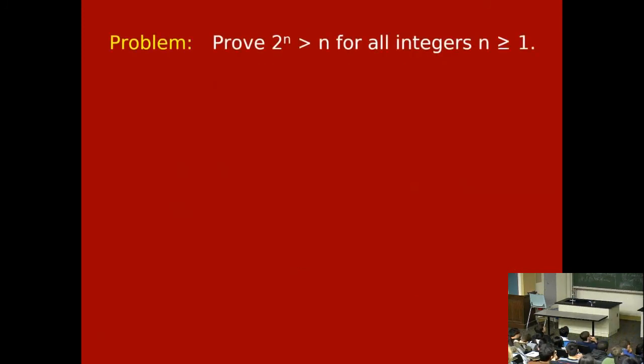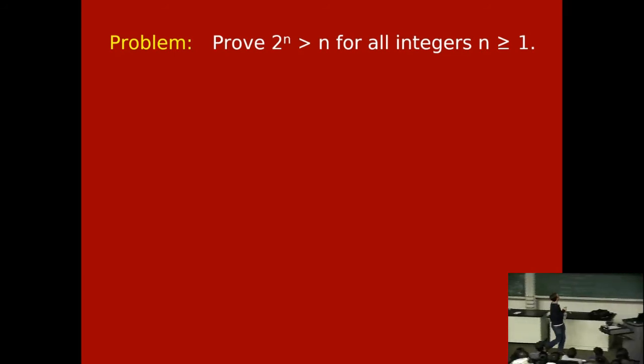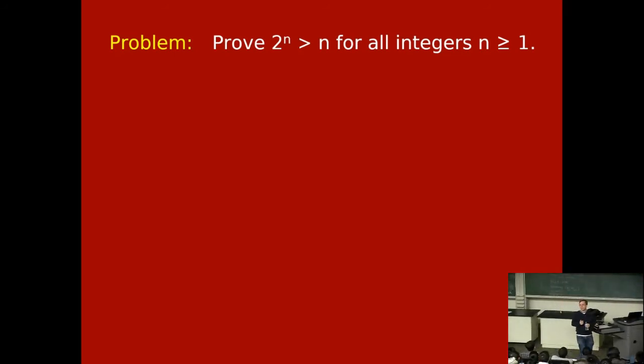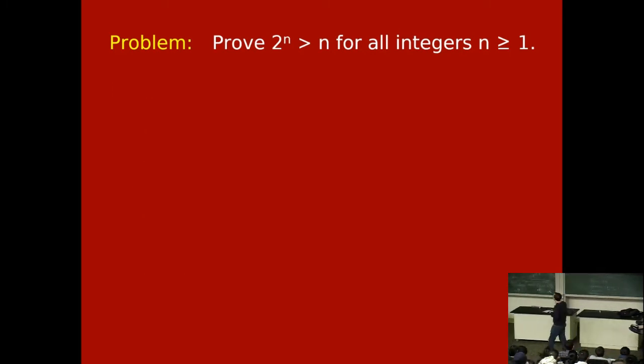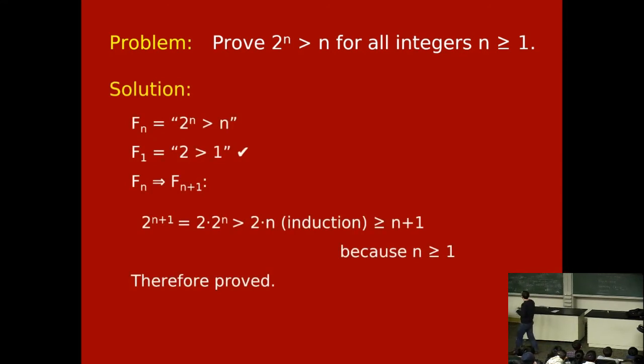All right, let's see if we can find the problem in the following proof. This is actually one that is going to come up for us when we study big O. It's important to know that 2 to the n is bigger than n for all integers n, at least 1. So what is the problem with this proof? Let's take a look.